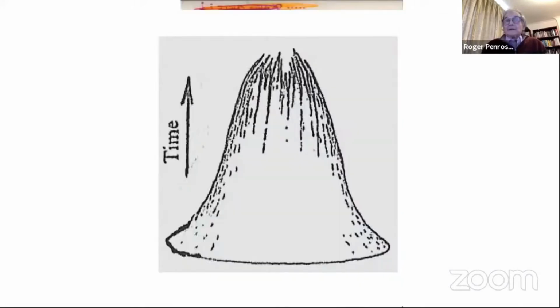It'll look much more like that. You get these black hole singularities congealing with each other, violently diverging Weyl curvature, completely unlike what we saw in the Big Bang.